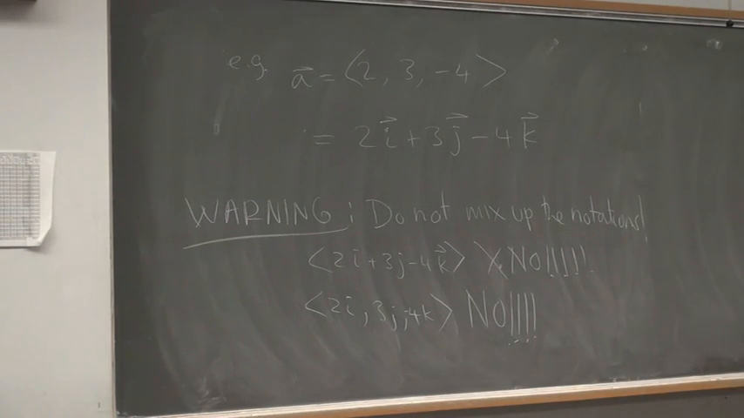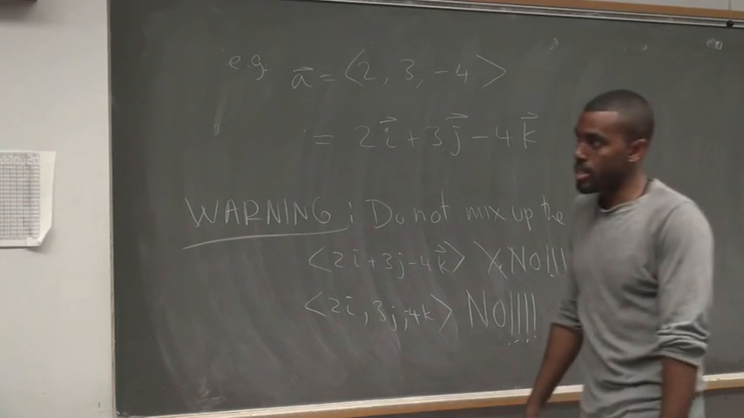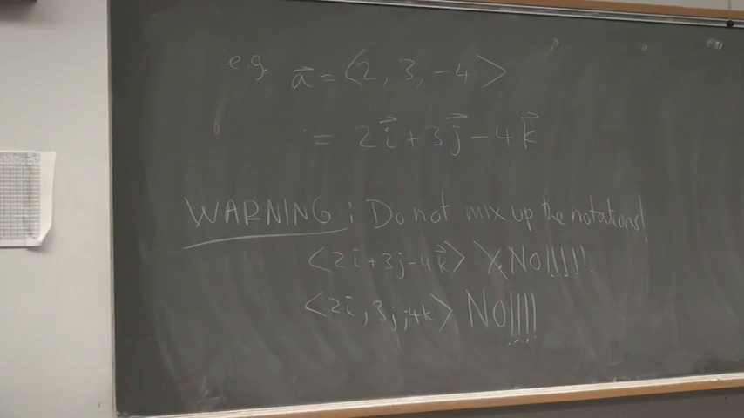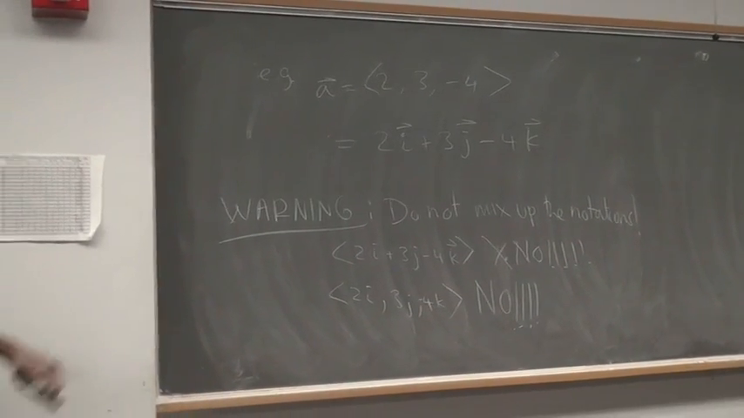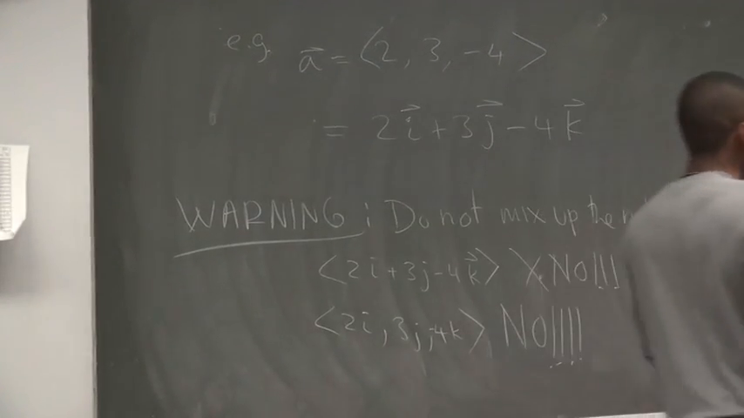Those are called the standard basis vectors, and they're called that because a standard basis is a set of vectors that you can express any vector in terms of, and that's what we can do with i, j and k.